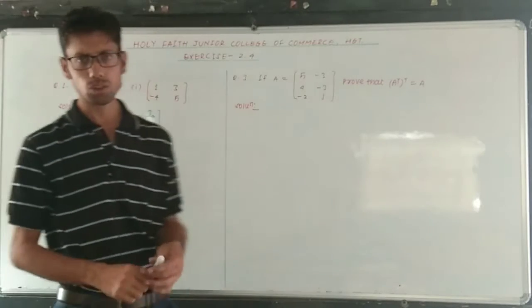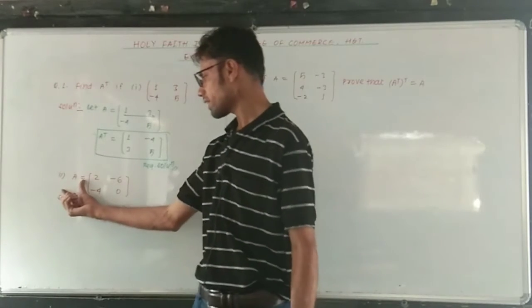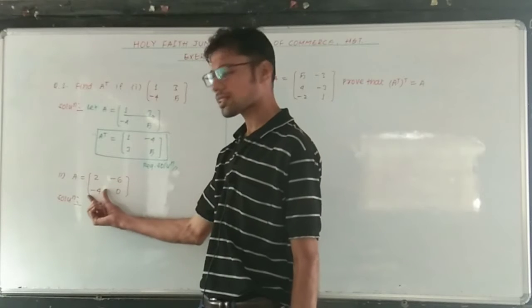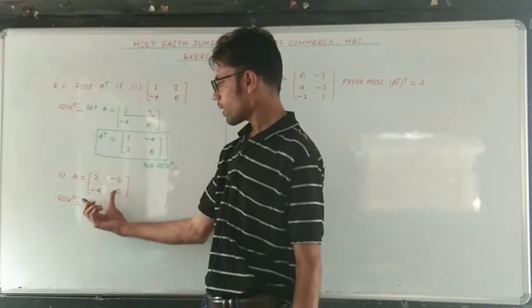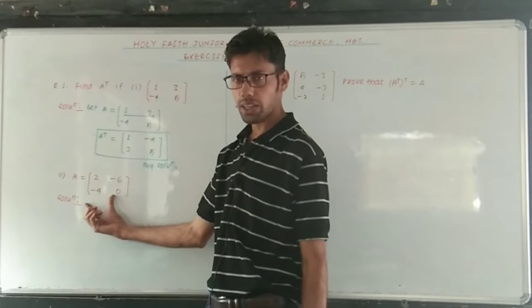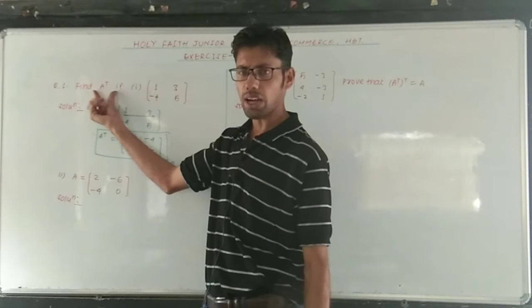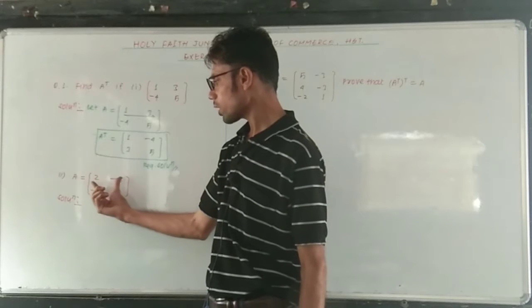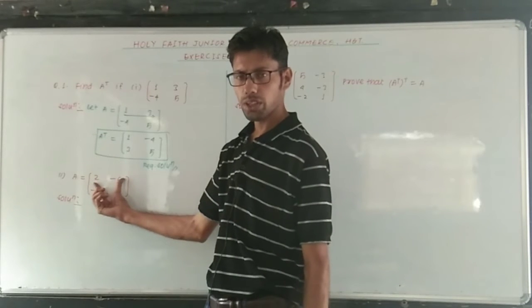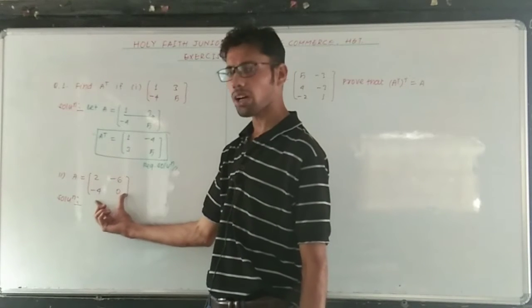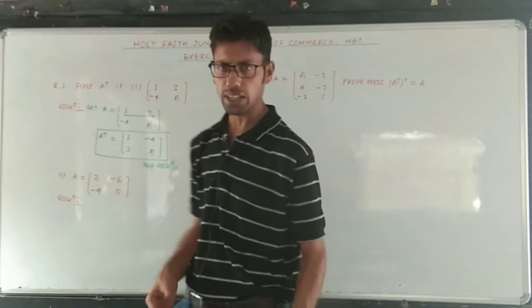Now come to the second question. If capital A matrix is equal to [2 -6; -4 0], we have been given matrix A and we have to find the value of the transpose of A. For finding it, we convert the first row into the first column, and the second row into the second column.